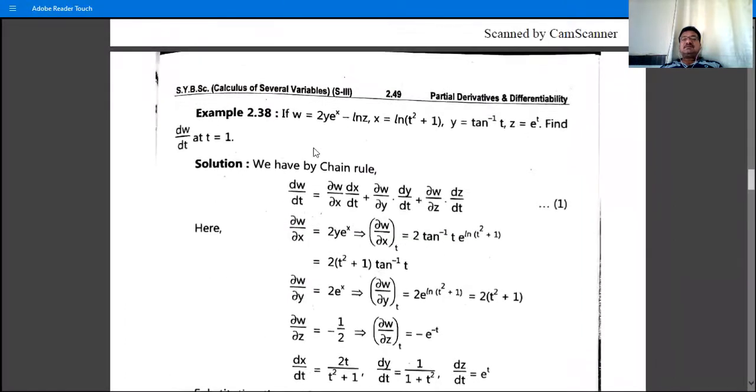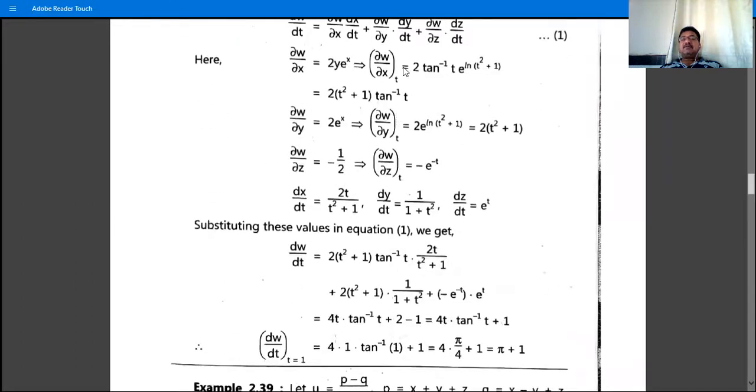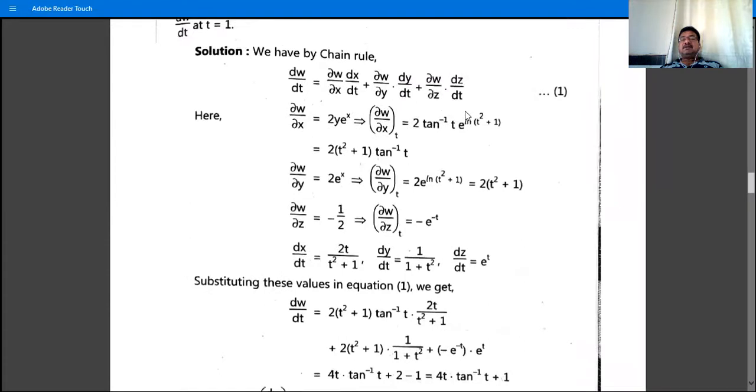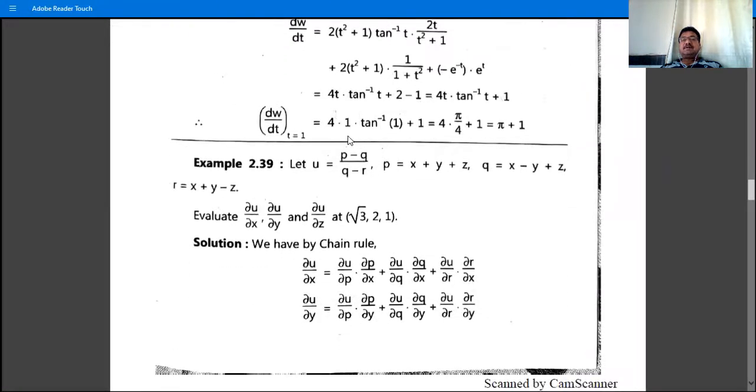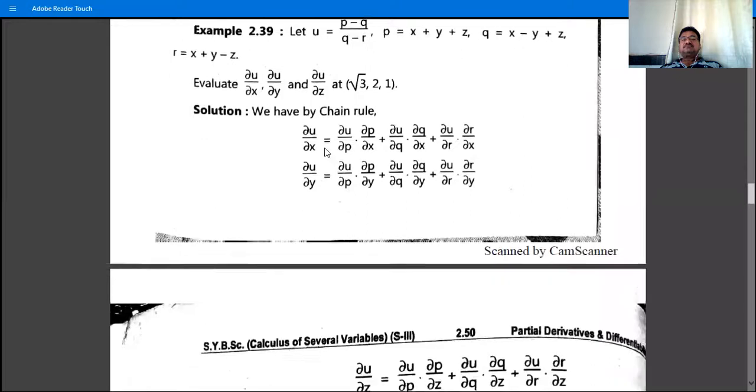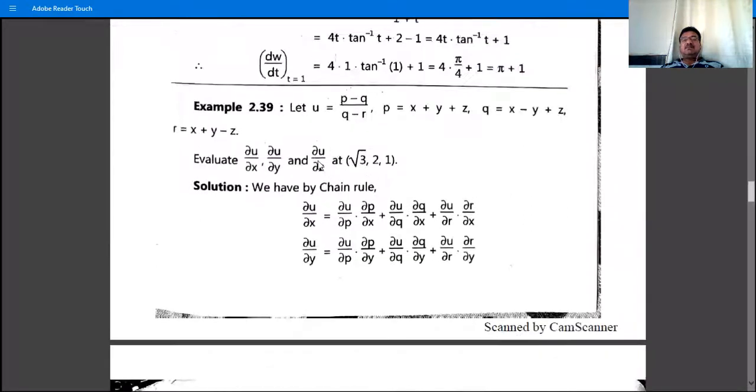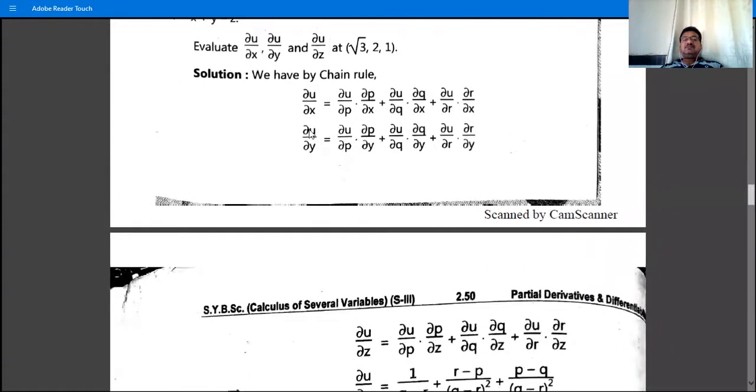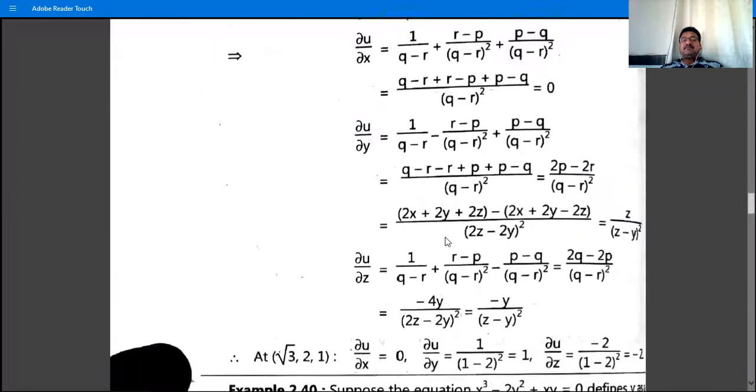Okay, this is again the same type of problem. W is a function of x, y, z, and x, y, z are functions of t, and so dw/dt is ∂w/∂x dx/dt plus ∂w/∂y dy/dt plus ∂w/∂z dz/dt. Substitute the values, find the value at t equal to 1. So this is the problem. U is a function of p, q, r, and p, q, r are functions of x, y, z. So we have chain rule. By using chain rule, ∂u/∂x, ∂u/∂y, ∂u/∂z.